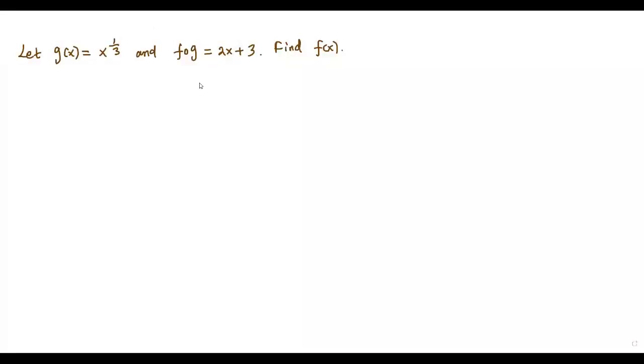Here we have a problem on composition of two functions. That is, when the composition of two functions and the inside function are given, how to find the outside function. So here we have f∘g, the composition of two functions f and g, that is equal to 2x + 3, and also we have the inside function g of x equal to x to the power of 1/3, and we have to find the outside function f of x.